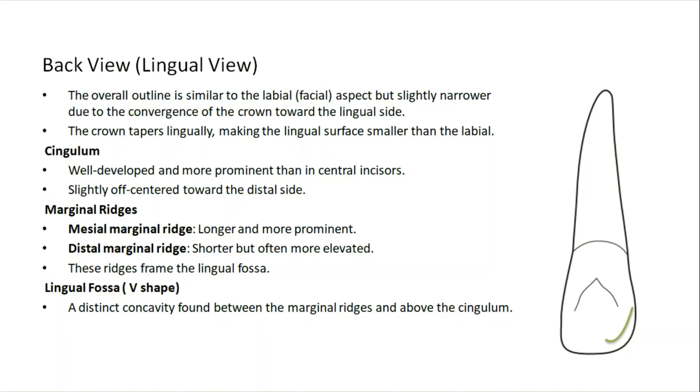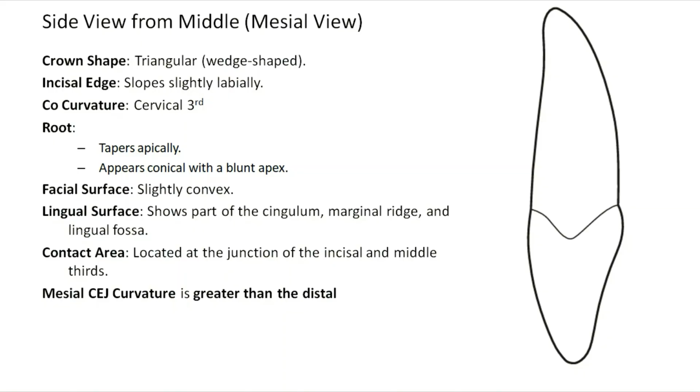This ridge frames the lingual fossa. The lingual fossa is V-shaped. It is a concavity found between the mesial and distal marginal ridges. It is V-shaped when we see the mesial view, the side view. The crown shape is triangular or wedge shape. We can see the incisal edge is sloped slightly labial. The curvature is in the incisal third.